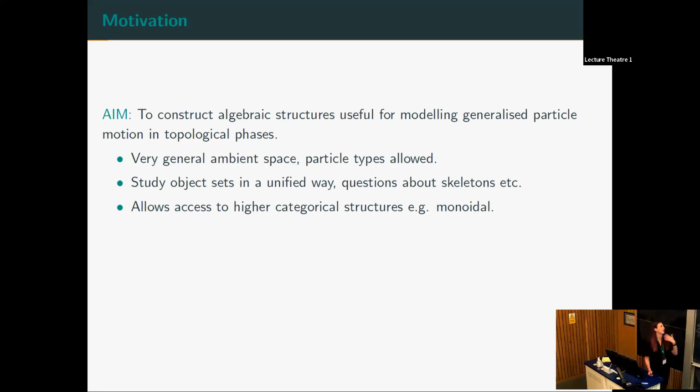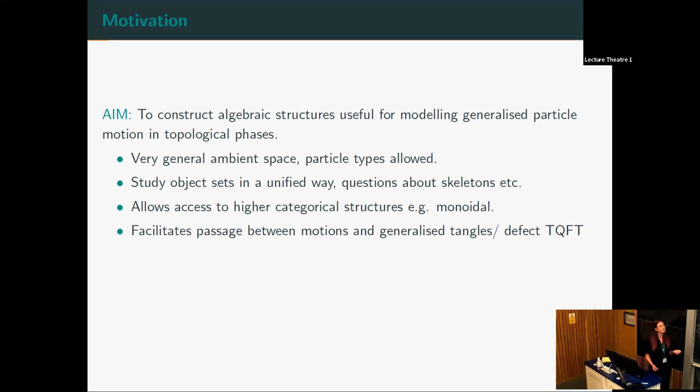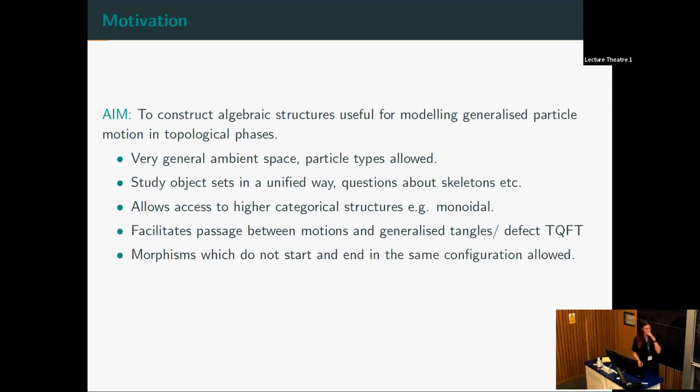We can make use of higher categorical structures, for example, monoidal structures, to help us understand presentations of various things in these groupoids. Also, putting everything in this categorical setting connects to the TQFT picture where we're thinking of particle motion as maybe generalized tangles or defect TQFTs, these embedded things. So that's all easier to see once we've already put this in the groupoid setting.